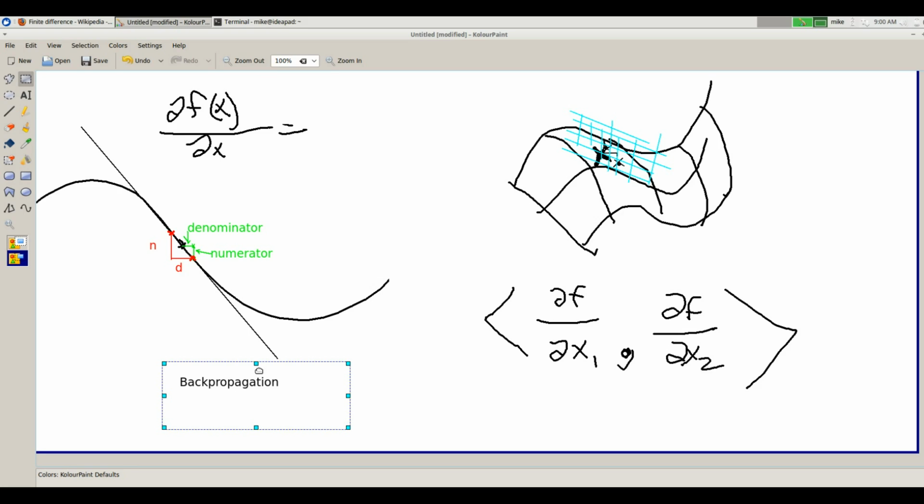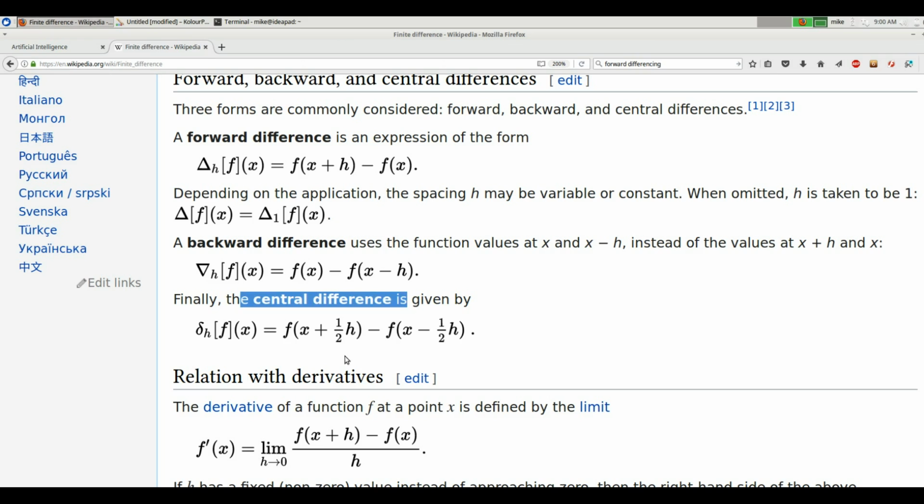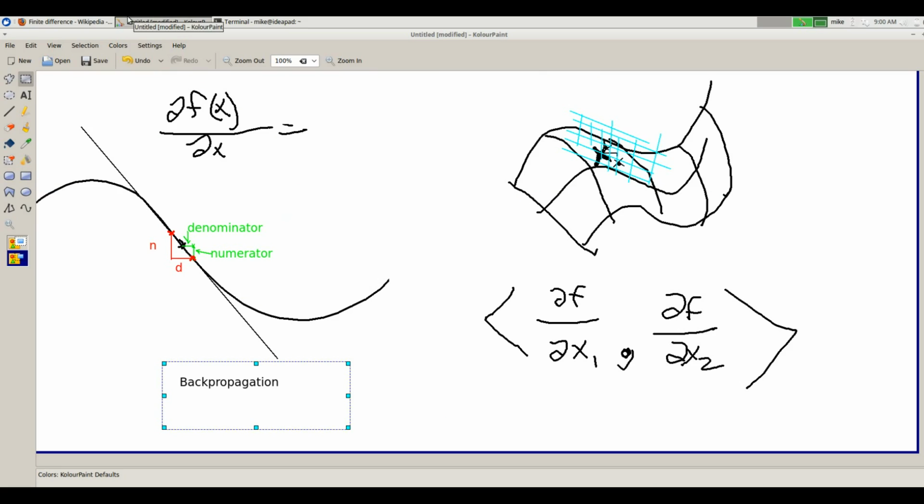Is it called central differencing or central finite differencing? It doesn't matter. The central difference. Okay. Or it doesn't matter.